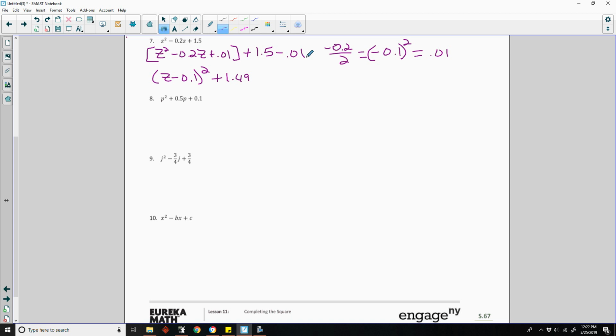1.5 minus 1/100th. Think of that as 1.50 minus 0.01, and we borrow from the 5 and we get 4, and that's 1.49. So that's where the 1.49 came from. Okay, so this is the completed square factor.